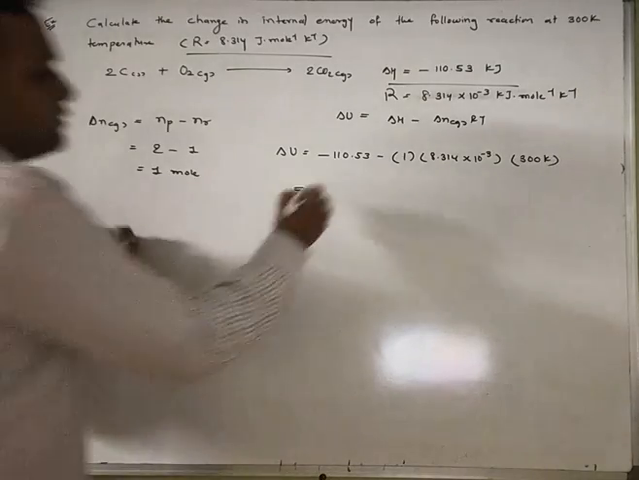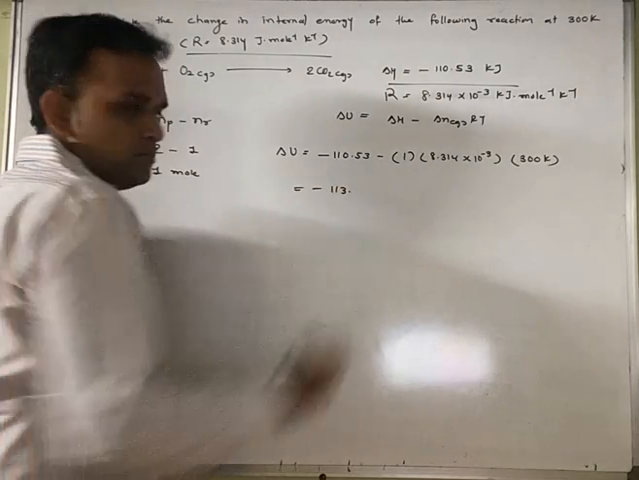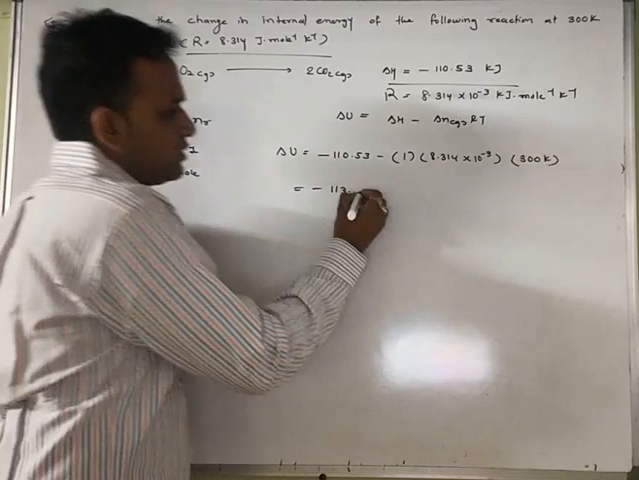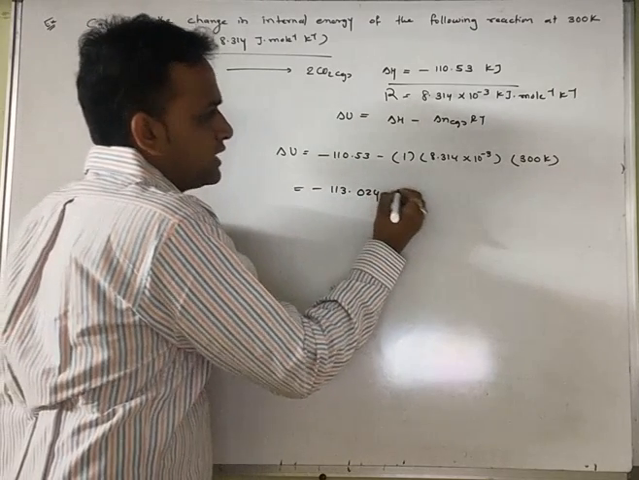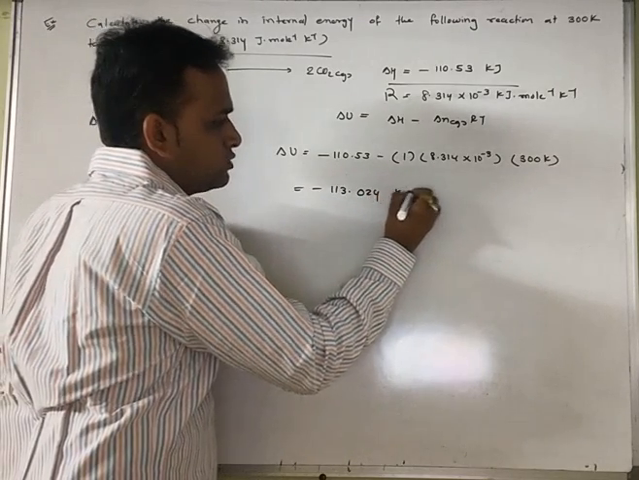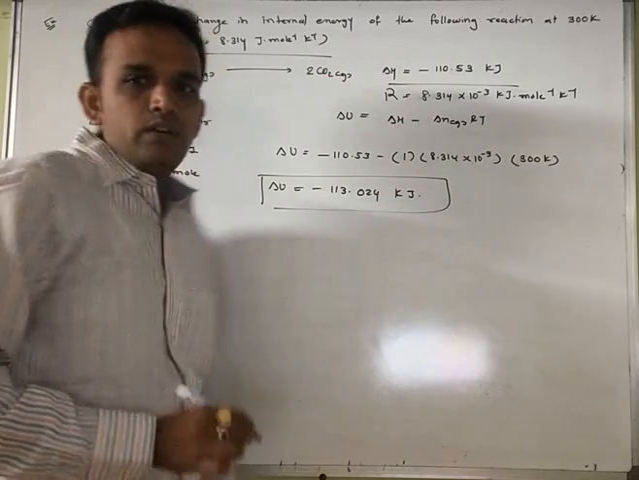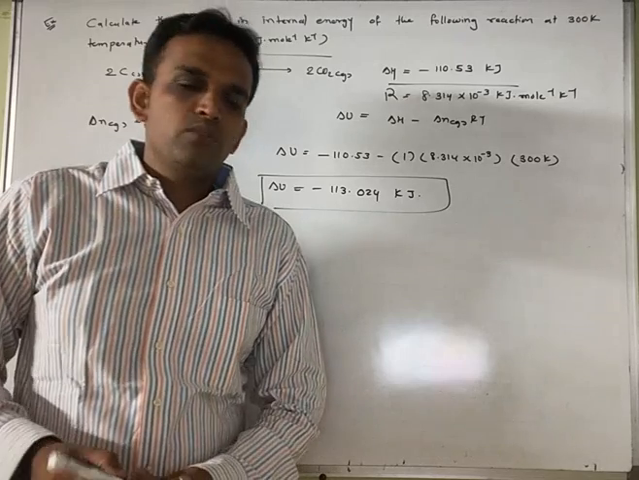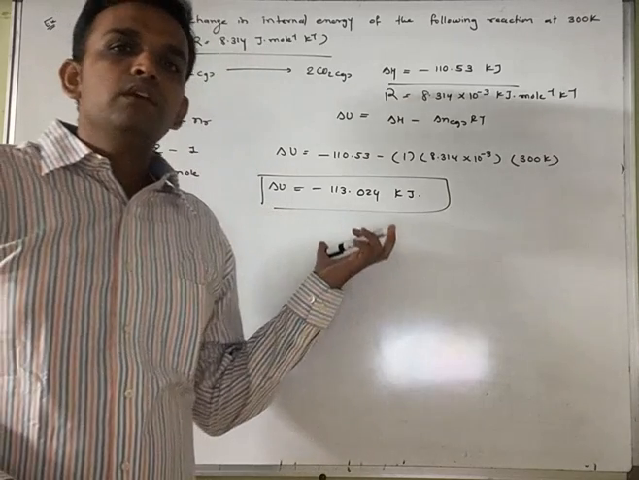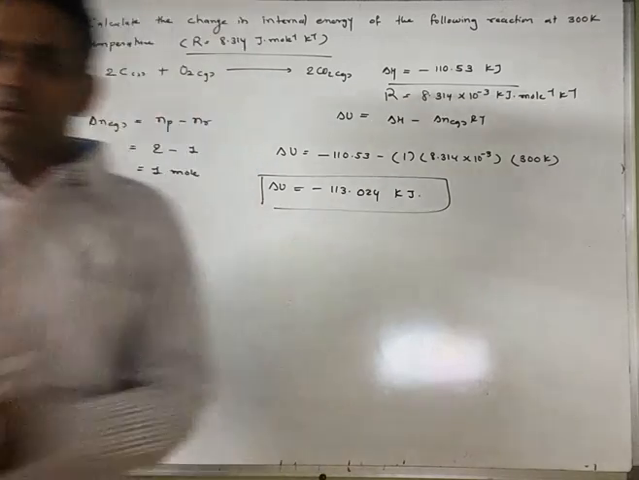Okay, so delta U equals minus 113.024 kilojoule. So here delta U, understand? So this is how you can find out the change in internal energy. Note down.